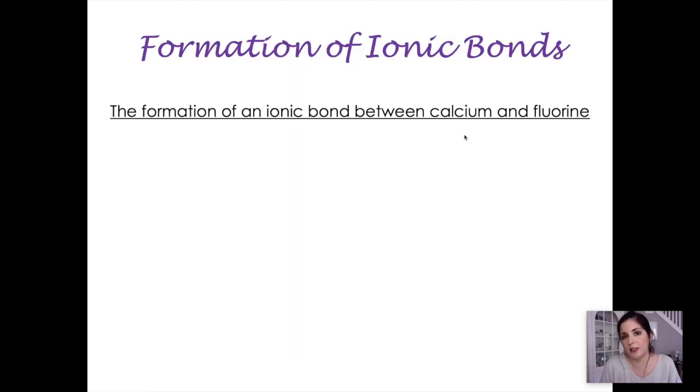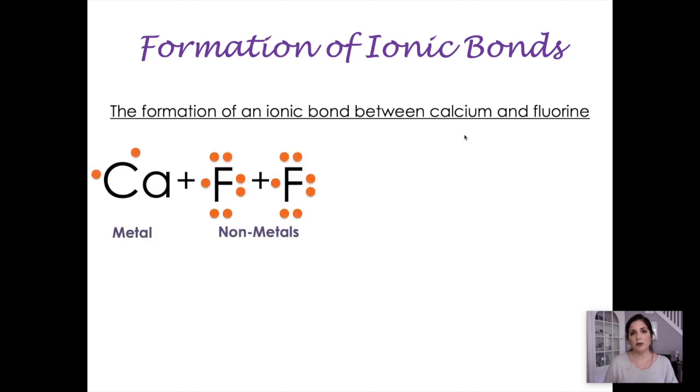Here's another example of the formation of an ionic bond. This is between calcium and fluorine. Calcium is an alkaline earth metal, which of course has 2 valence electrons. And then we have fluorine, each of which has 7 valence electrons. Now in this case, fluorine can accept the 2 electrons from calcium because one itself wants to accept only one.